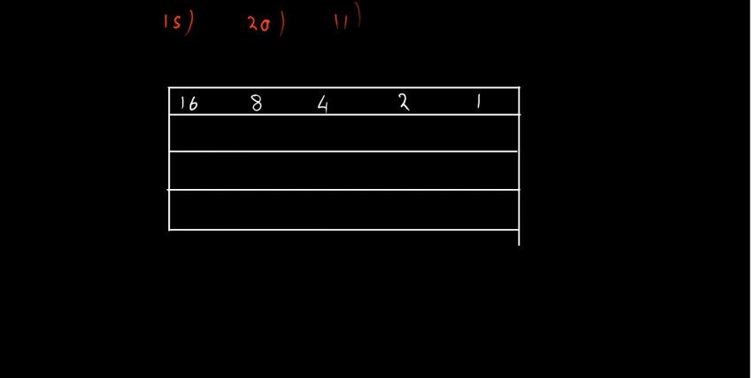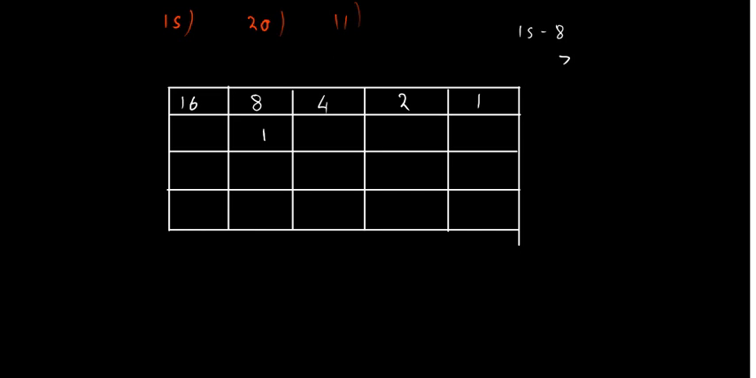We look at 15. What is the closest power of 2 that is less than this one? Of course, it's 8, right? That's the closest power of 2 that we have that's less than 15. So we can put a 1 there. So here we're converting 15. So what's 15 minus 8? 15 minus 8 is 7, right?